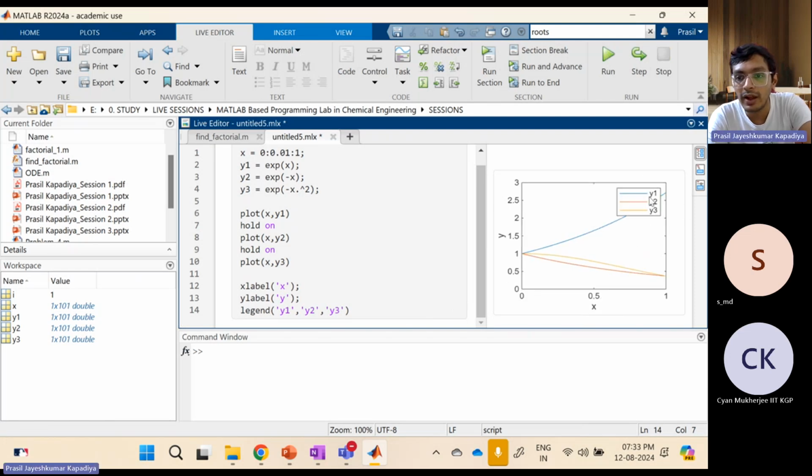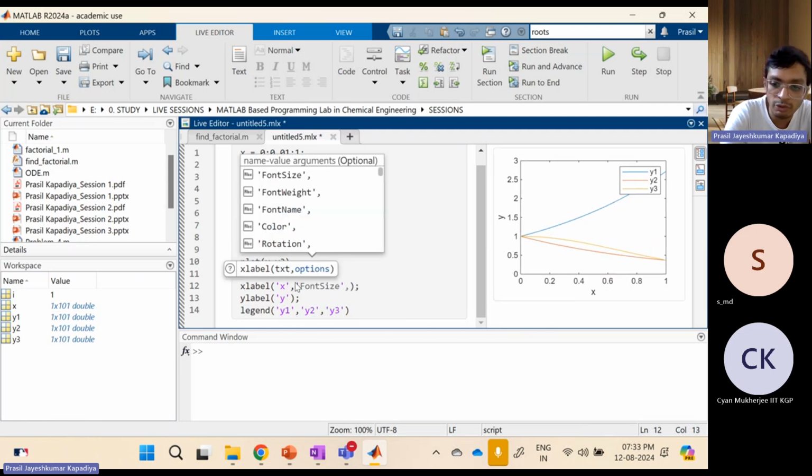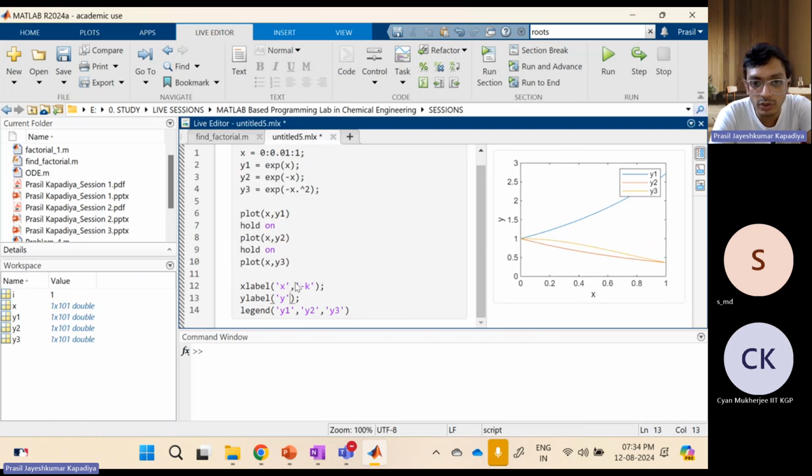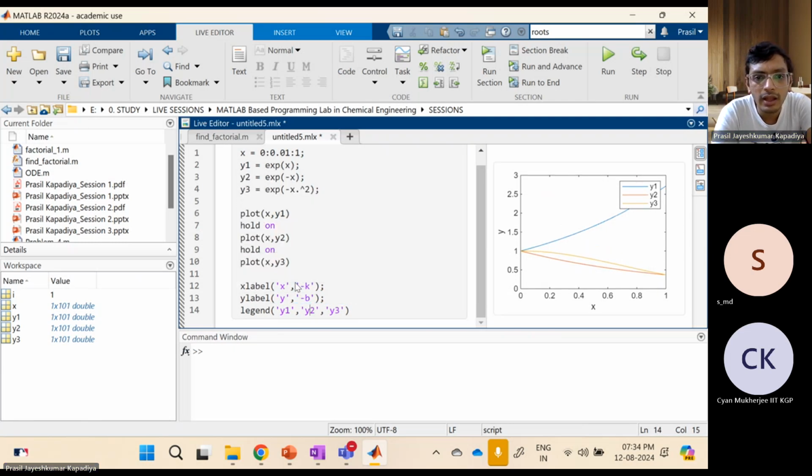Yeah. So see here y1, y2, and y3. You can also give colors as your convenience. Let's say I want to give black to this. So for black, it's code K. For blue, it's minus B.